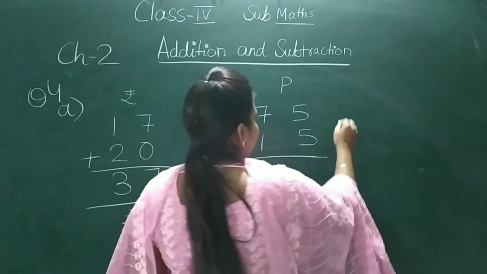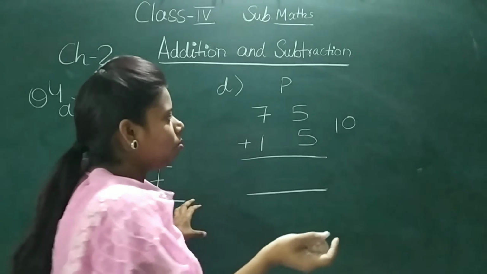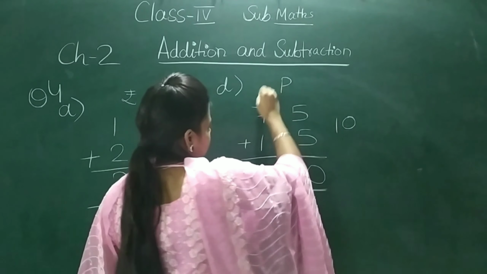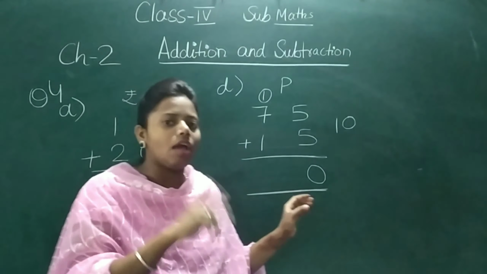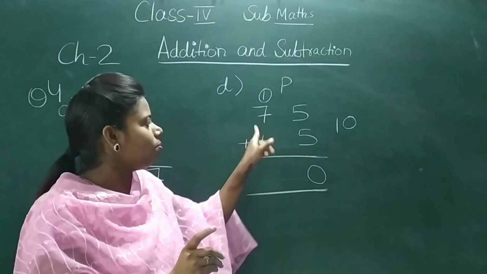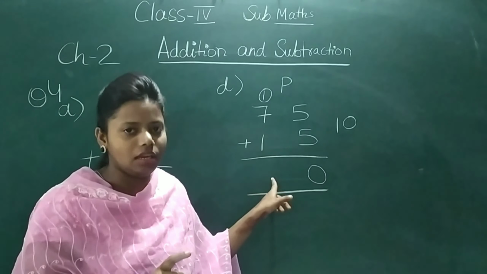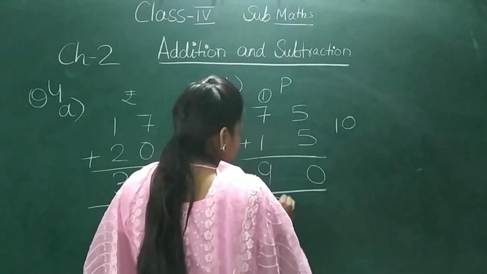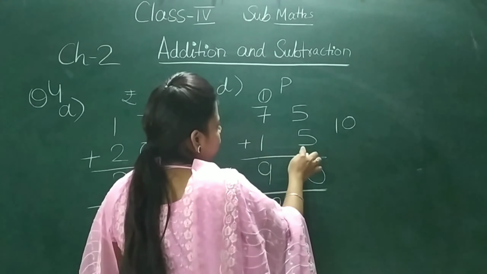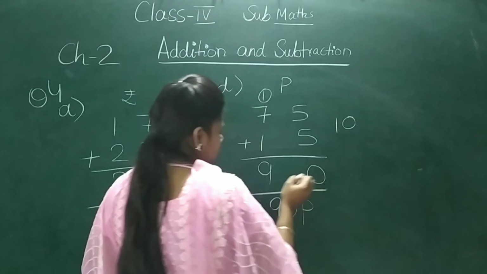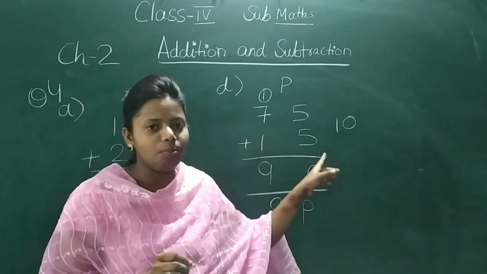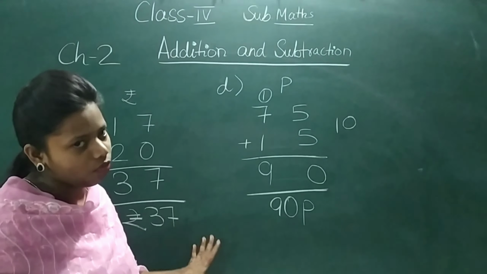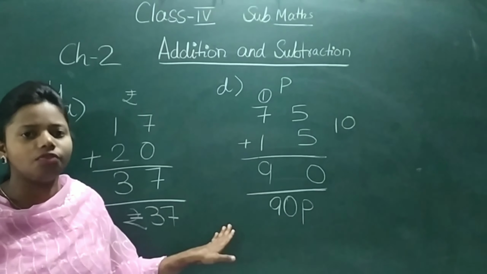10 is a 2-digit number. So what will you do? You will write 0 down and 1 you will give as carry. Okay, I have told you if a 2-digit number comes, you have to give carry. Now here you see 7 plus 1 is 8 and 8 plus 1 is 9. So how much is 75 plus 15? It is 90 paise. Okay, when we have added 75 paise plus 15 paise, we have got 90 paise. So this was about question number 4.